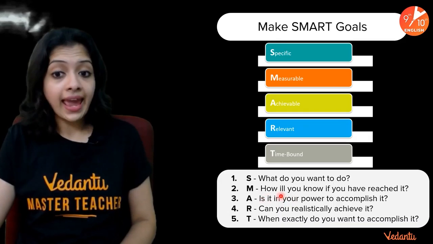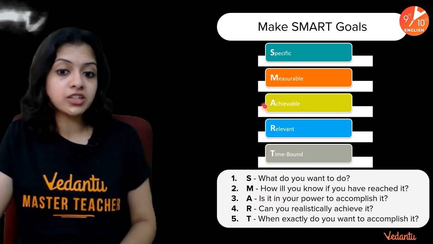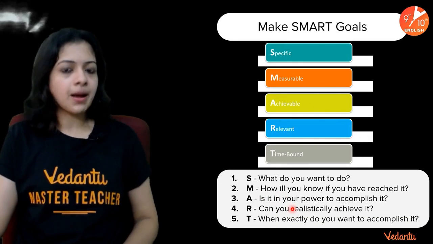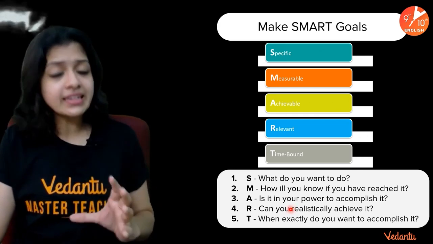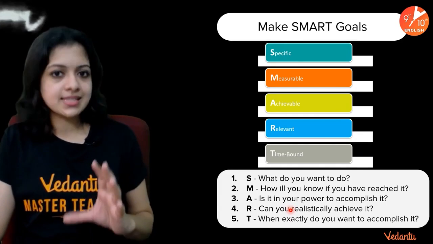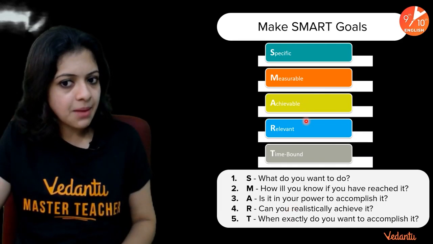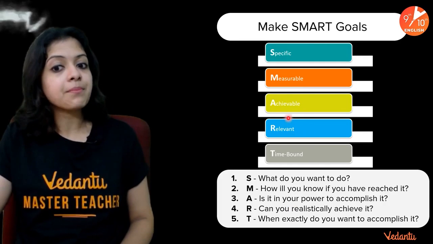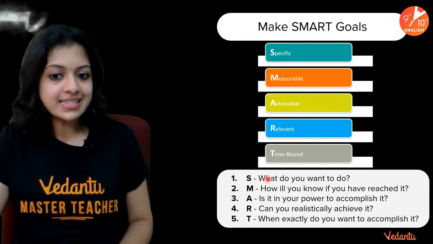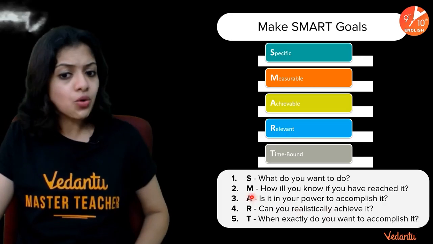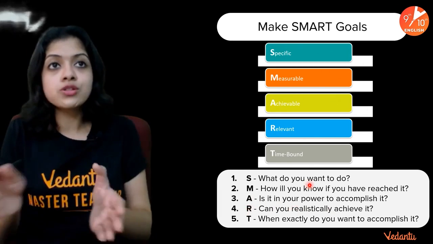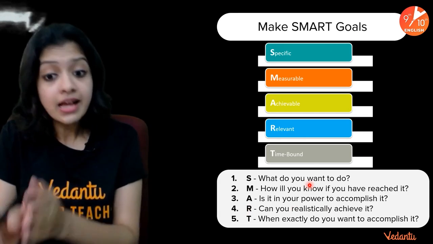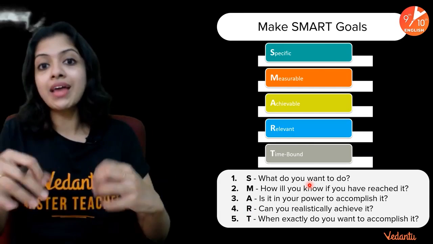And then A, or achievable. Your goal has to be achievable. Is it in your power to accomplish it? By which I mean, yes, definitely you must make realistic goals, which is somehow related to point number 4, also relevant or realistic. Can you realistically achieve it? So A and R are actually very, very closely related there. Your goals always have to be realistic so that you can achieve it, so that it is in your power to accomplish it.